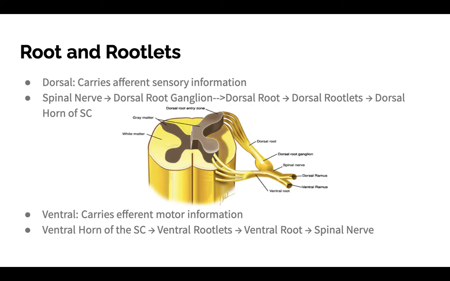It'll go from the ventral horn of the spinal cord to the ventral rootlets to the ventral root, where eventually it will join with the dorsal root and form the spinal nerve.